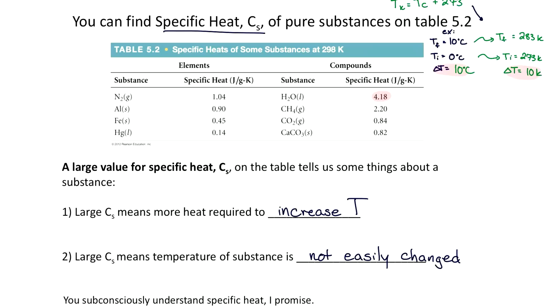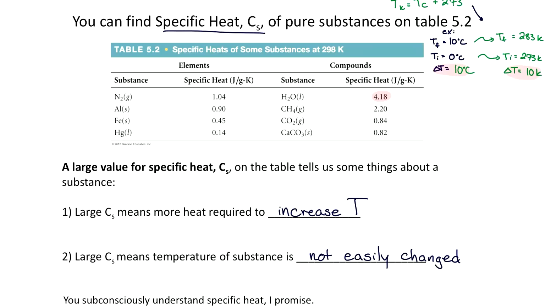So the significance of this, what we're looking for when we gauge these numbers, is a large value of specific heat. So something like water. Water's is 4.184, which means that more heat is required to increase the temperature of your sample. What it also means is that the temperature of your substance is not easily changed. That's what a large specific heat means.